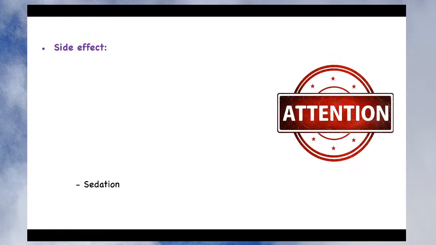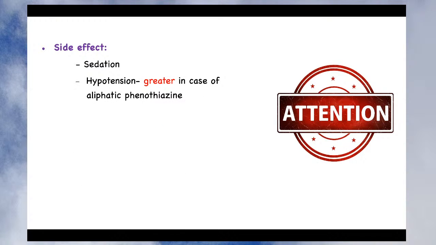Okay. Let's quickly see the side effects. The side effects you already know, because you have seen chlorpromazine and studied it in the chapter on antipsychotic drugs. But I'm quickly going into the detail, like sedation. Why sedation? Because it has antihistaminic action. It also produces hypotension, which is greater in the case of aliphatic phenothiazines like chlorpromazine. It produces extrapyramidal reactions like Parkinson-like symptoms, which occur with the piperazine drugs.